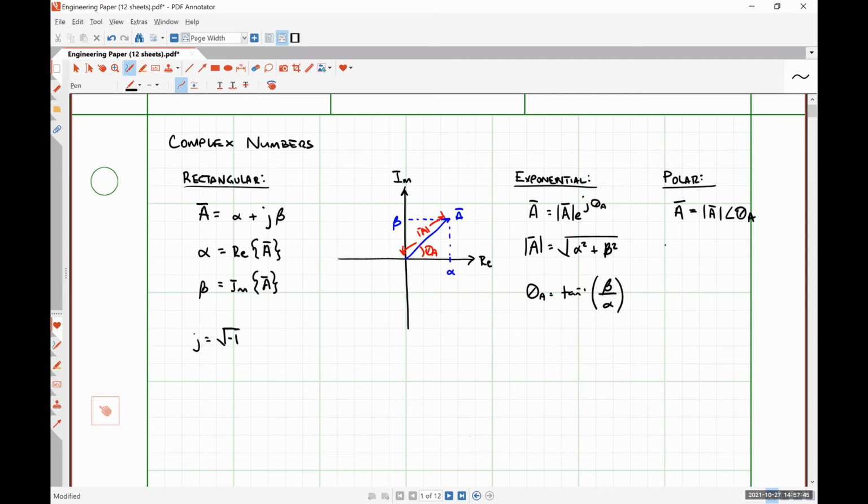Since these represent the same thing, the magnitude of complex number A is still just the square root of alpha squared plus beta squared. And the angle theta A is still simply the arctangent of beta over alpha. So we have learned how to express exponential and polar form complex numbers in terms of their rectangular components. It may be useful for us to convert the other way back around.